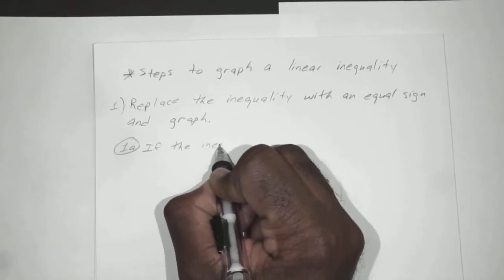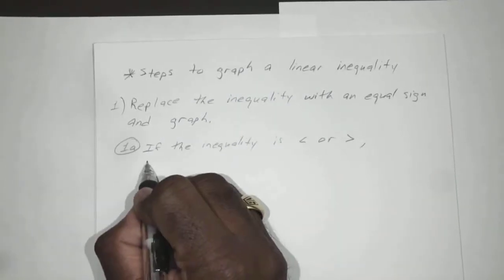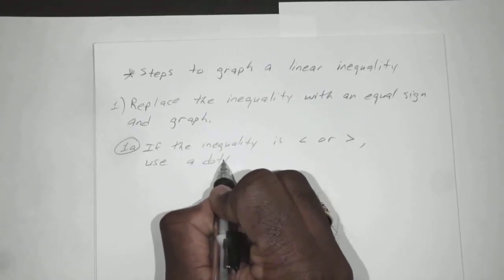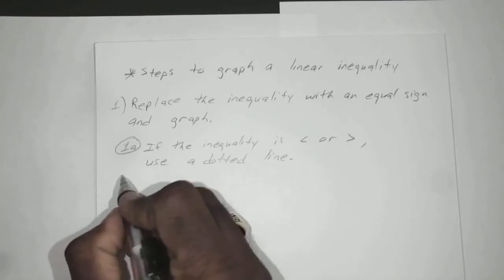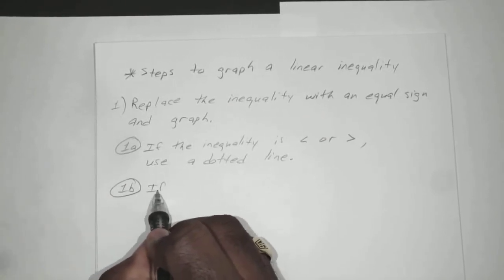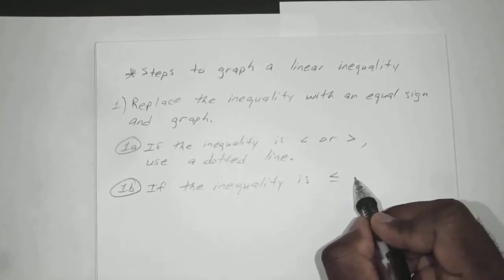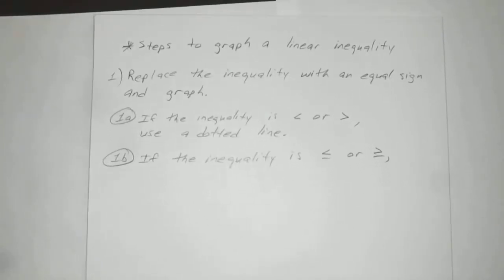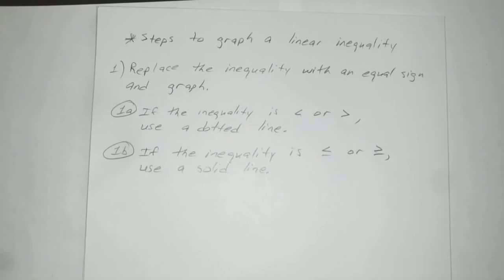If the inequality is less than or greater than, you're going to use a dotted line. But if it's less than or equal to or greater than or equal to, you'll use a solid line when you draw it. So if the inequality is less than or equal to or greater than or equal to, use a solid line. Okay, so it's just a little tweak to what we've been doing already.